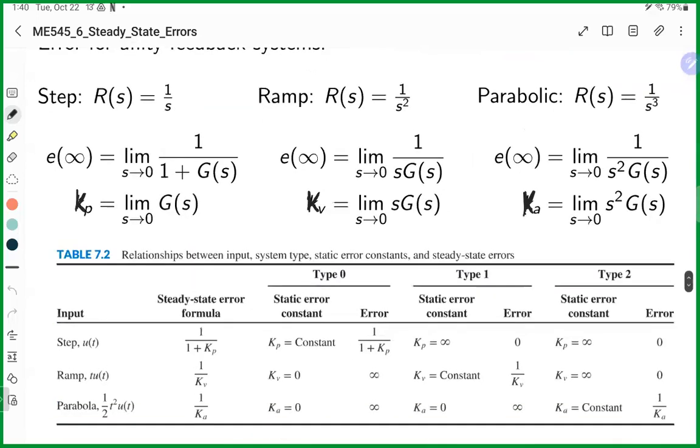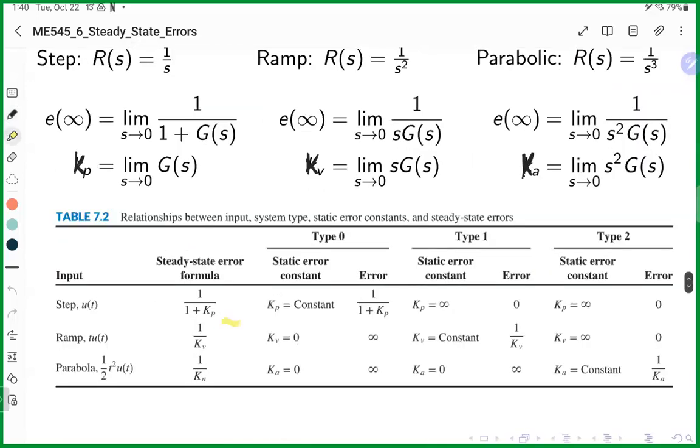Depending on the system type, we can then identify if there's going to be constant steady state error or if it's going to be infinite, depending on the system type. And system type is dependent on the number of poles at the origin. So a number of poles for G of S at the origin. And the type 0 system would have 0 poles at the origin. Type 1 has 1 pole at the origin. Type 2 has 2 poles at the origin.